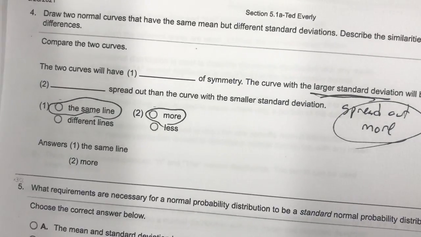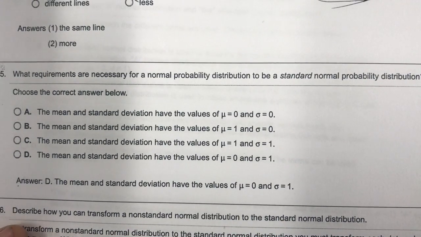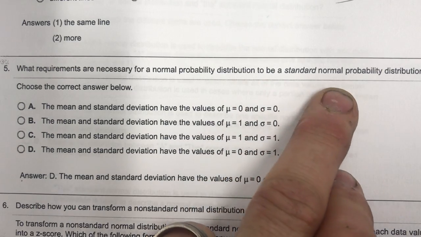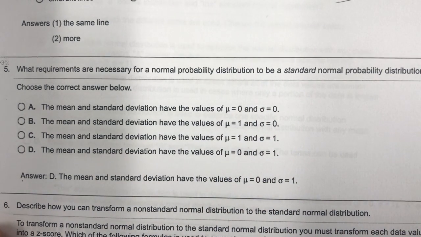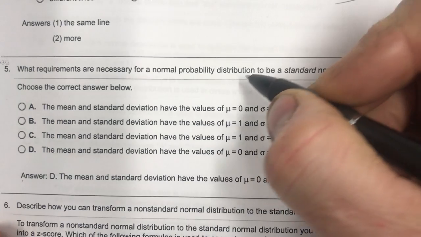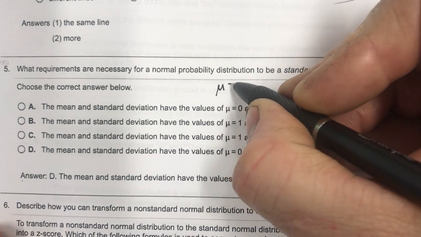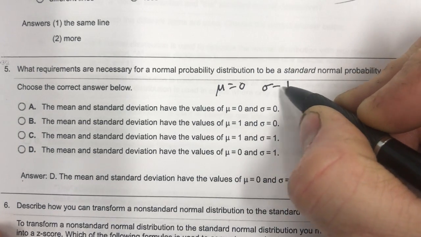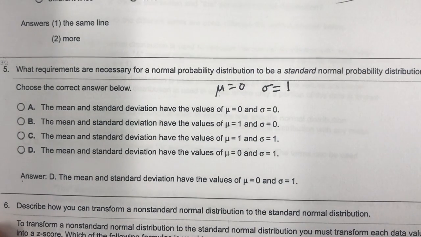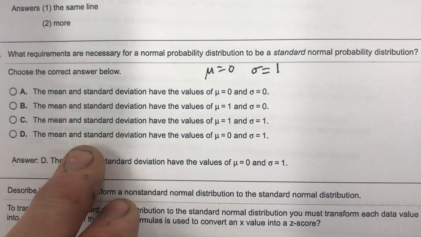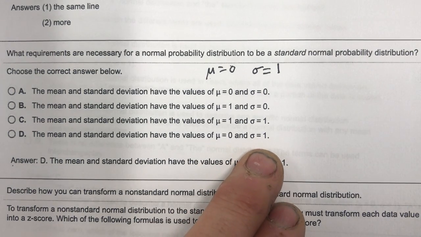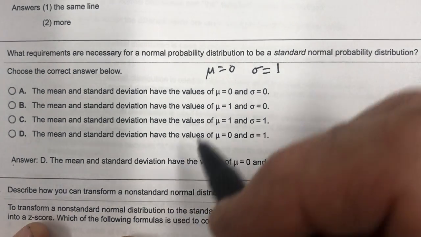Number 5. What requirements are necessary for a normal probability distribution to be a standard normal probability distribution? To be standard, that means your mu has to be 0, your average is 0, and your standard deviation is 1. So that looks like D, the mean is 0 and the standard deviation is 1. So that's D.